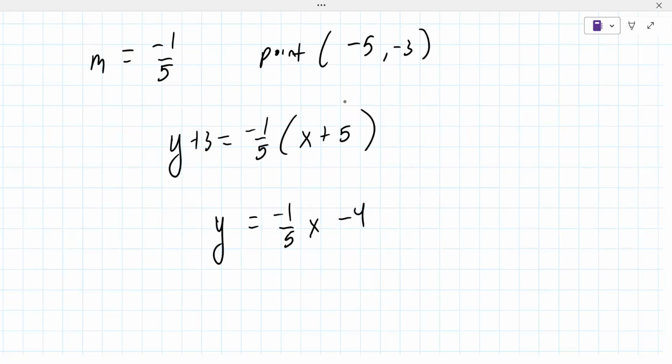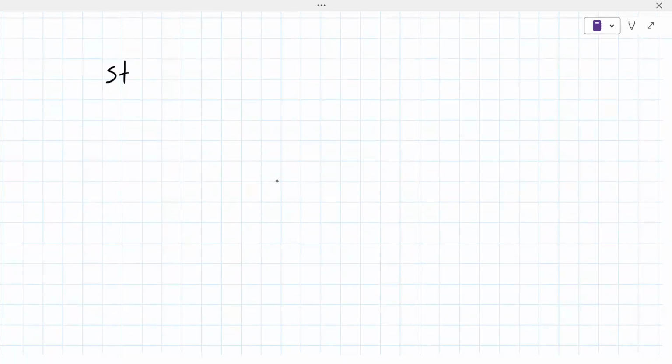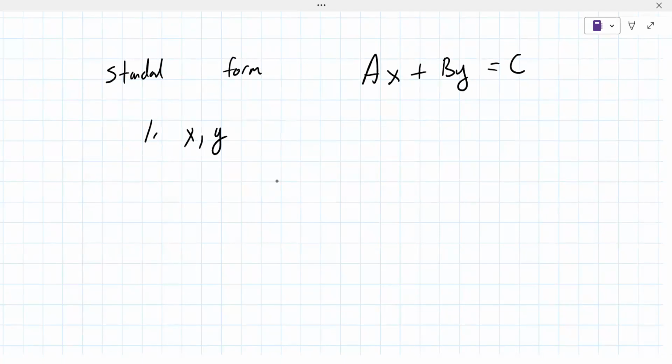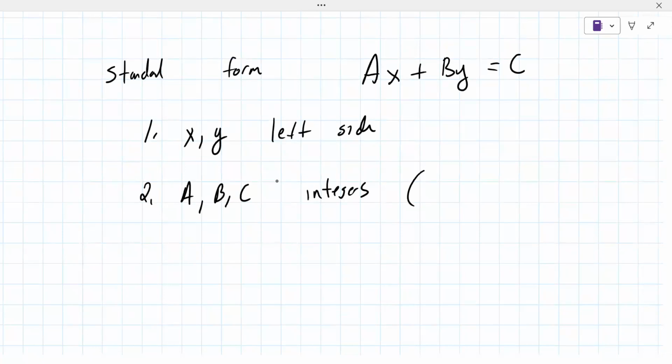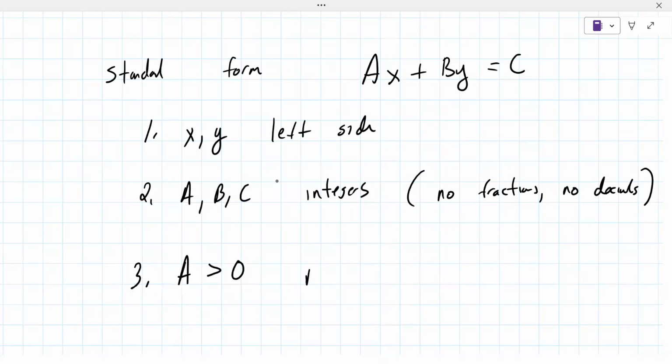Okay, all right, so we're at a good point here to transition to a new topic, which is how to write something in what's called standard form. Standard form is a little bit different than anything we've seen before. It's ax plus by equals c. There's a couple of rules for standard form. Notice that x and y are on the left side. A, B, and C are what are called integers, which really means no fractions, no decimals. And the last thing here is that A is supposed to be greater than 0. Basically, A has to be positive.